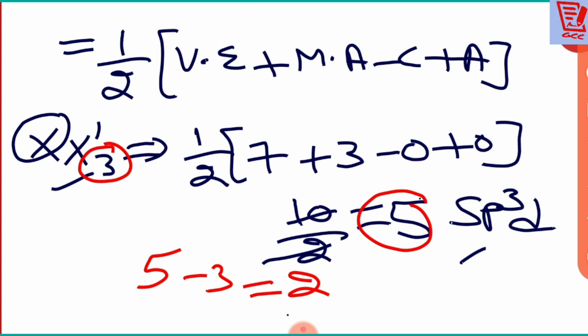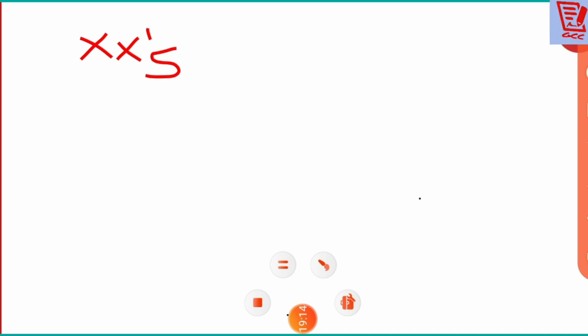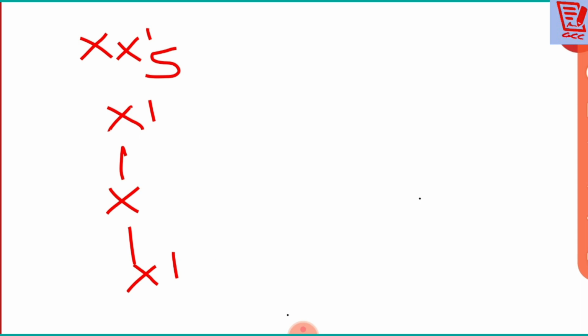It means the structure will contain how many lone pairs? Two lone pairs. How many lone pairs will be there? Two lone pairs. Now see, all of you, I am going to make a structure for you. For XX-5, usually the geometry will be trigonal bipyramidal. Please see, it is like that, X dash. Okay, this is the trigonal bipyramidal structure.